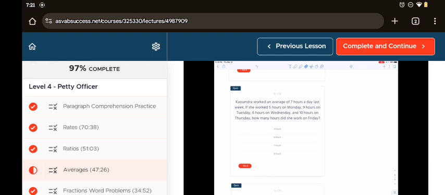So now let's do number 8. It says, Cassandra worked an average of 7 hours a day last week. If she worked 5 hours on Monday, 9 hours on Tuesday, 6 hours on Wednesday, and 10 hours on Thursday, how many hours did she work on Friday?